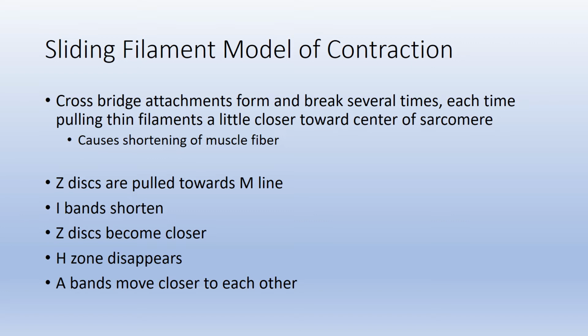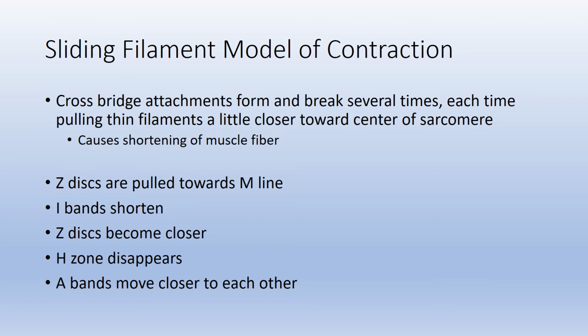But what you truly need to know from this slide is the 5 bullet points at the bottom. This is what happens to the components of a sarcomere and of a myofibril during muscle contraction. Again, these filaments are not changing length. They are simply sliding across each other. So first, we have the Z discs that are going to be pulled towards the M line, or the middle. Therefore, the I bands are going to shorten because the actin is creeping in to the A band, which makes the I band shorter. The Z discs become closer to each other because the muscle is shortening.